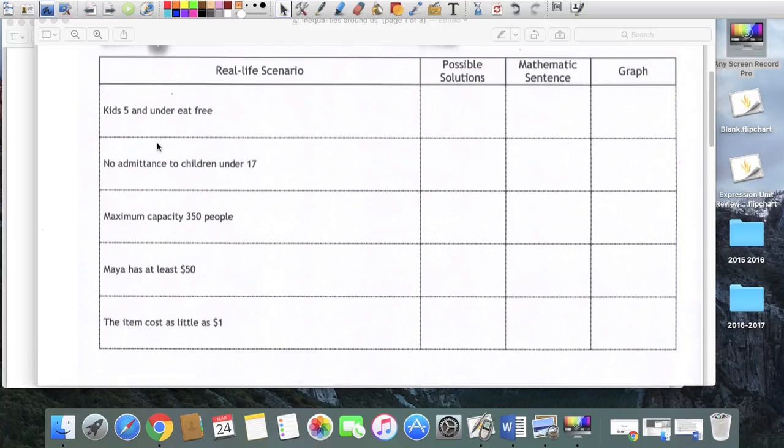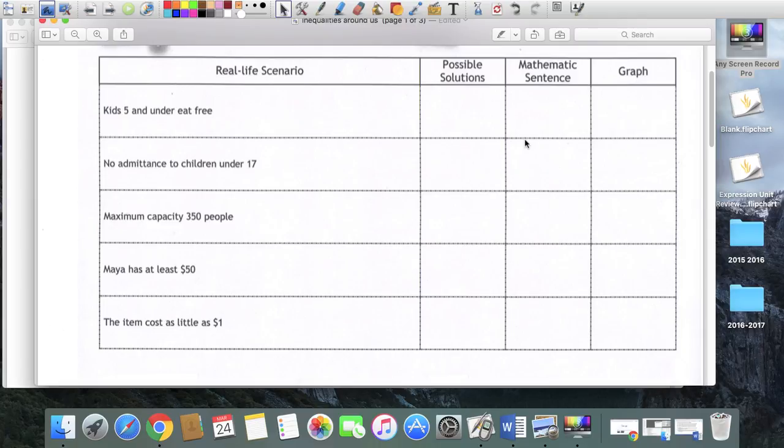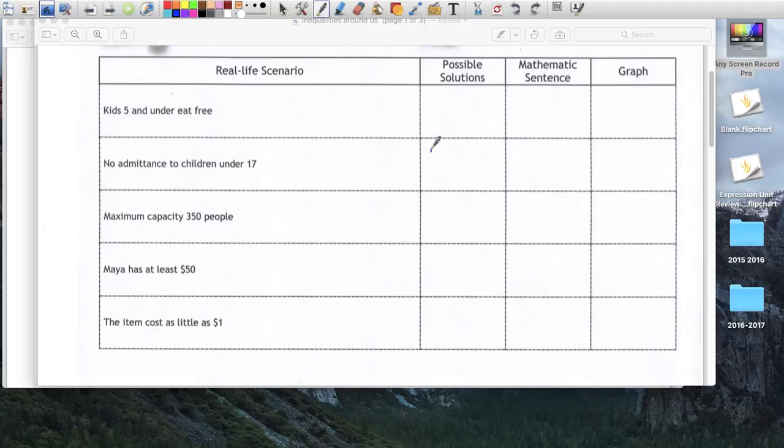So again, for this one, you had three things to do: solutions, a mathematical sentence, and then show a graph. No admittance to children under 17. So kids, what kids can't come in here? Well, kids who are 16 can't come. Kids who are 10, 9, 8. So these are possible solutions.